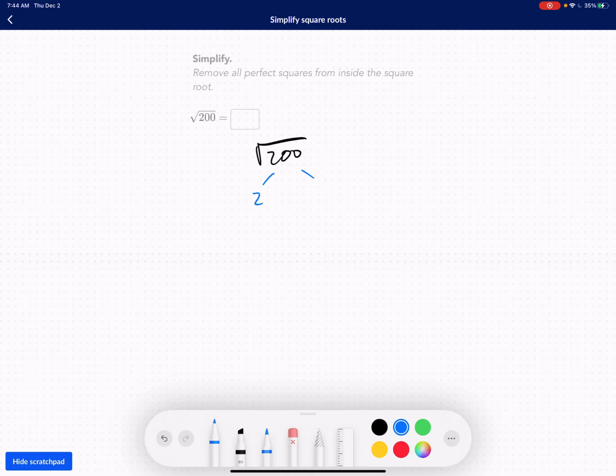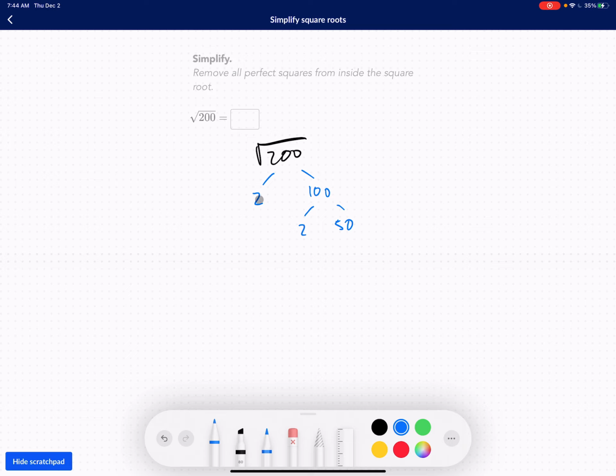So we're going to do 2 and 100. Why? Because 2 times 100 is 200, right? So I'm just breaking it down. I'm factoring out the 2, but I'm not really changing this number at all. 2 times 100 is 200. So then I'm going to break this down even more. I'm going to do 2 times 50. Why does that work? Because 2 times 50 is 100.